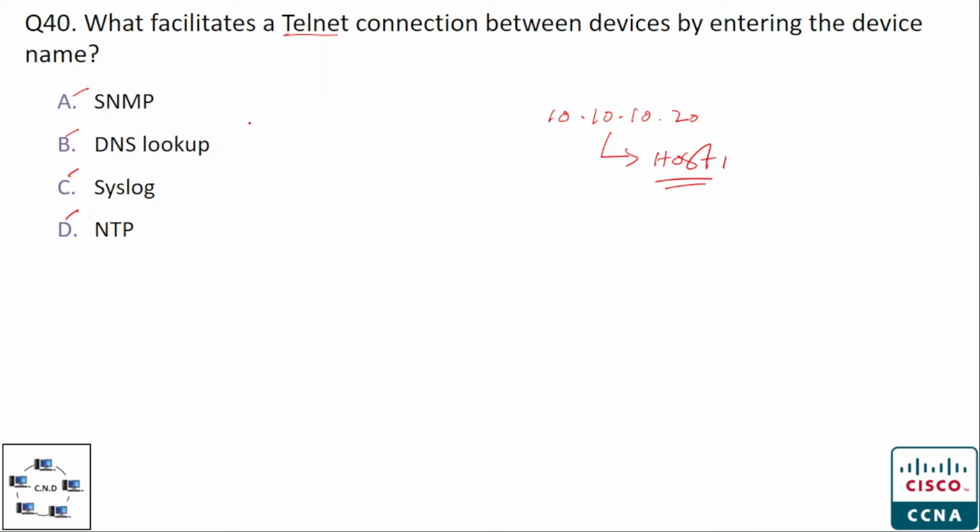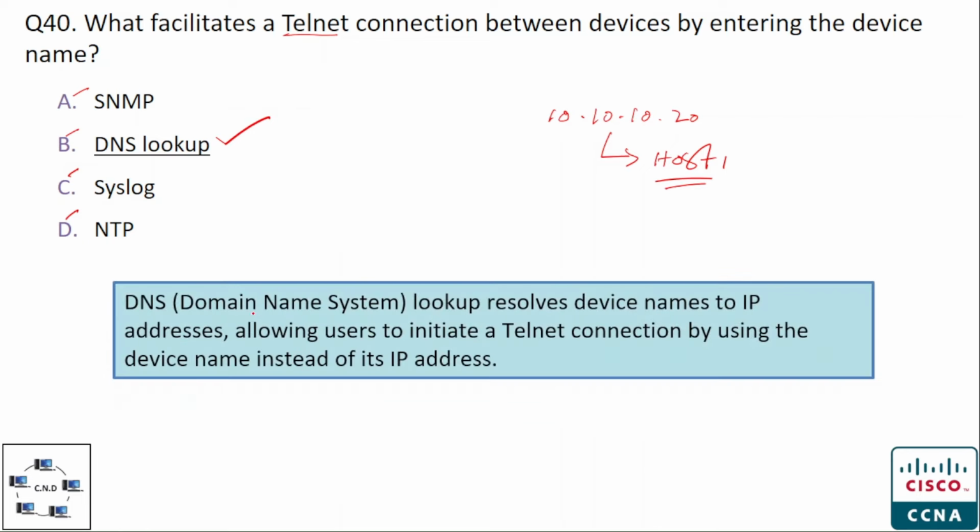And the correct option is option B, DNS lookup. DNS, domain name system lookup, resolves device names to IP addresses, allowing users to initiate a telnet connection by using the device name instead of its IP address. So if you use a host name, you will need the DNS lookup to resolve this host name to the IP address, because the devices eventually understand and communicate over IP addresses.